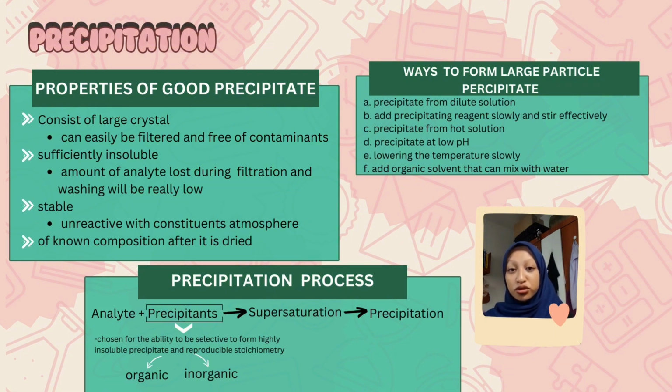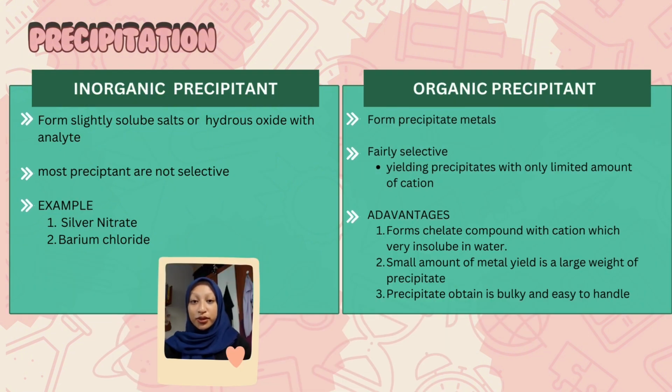These precipitants are chosen for their ability to be selective, to form highly insoluble precipitate and reproducible stoichiometry. There are two types of precipitant, which are organic and inorganic. These are the differences between organic precipitant and inorganic precipitant. Organic precipitant forms slightly soluble salts, while inorganic precipitant forms metal precipitate. Most organic precipitants are not selective, while inorganic precipitant is fairly selective. Two examples of precipitant are silver nitrate and barium chloride.